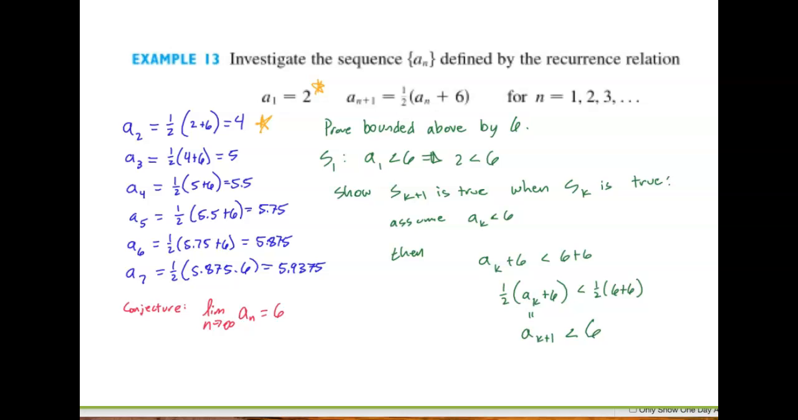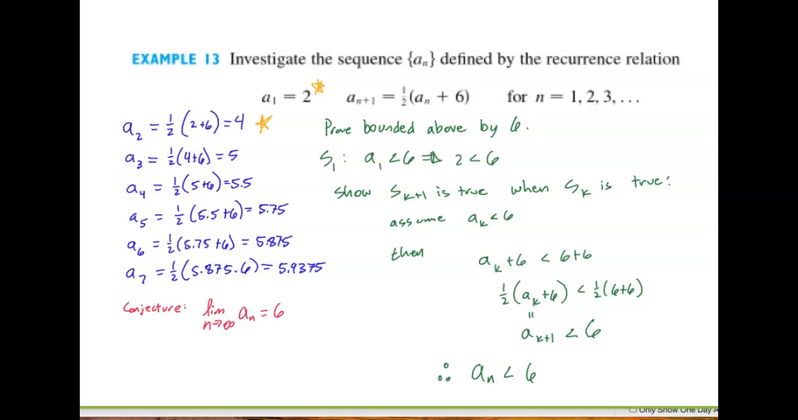So this proves then that a sub 2 is less than 6, right? And if a2 is less than 6, then this proves that A3 is less than 6. And we could go towards infinity. So all terms have to be less than 6, right? All right, therefore, A sub n is less than 6.